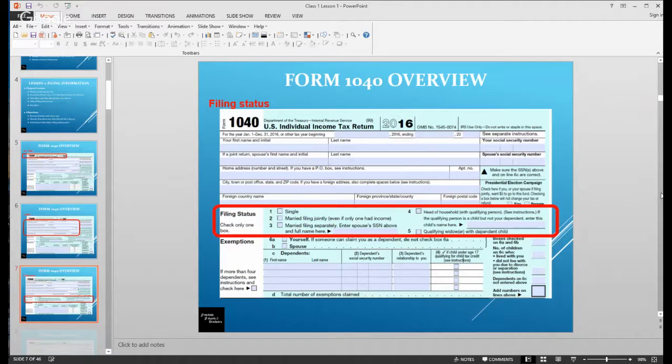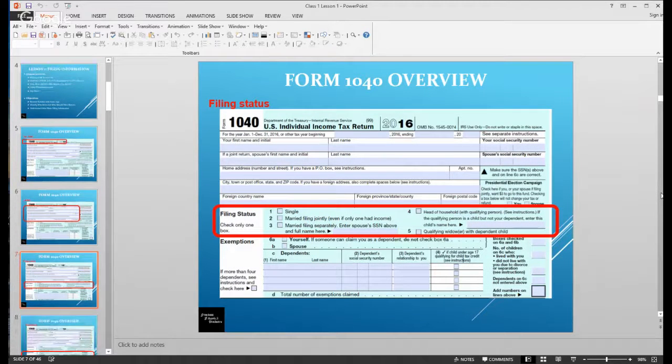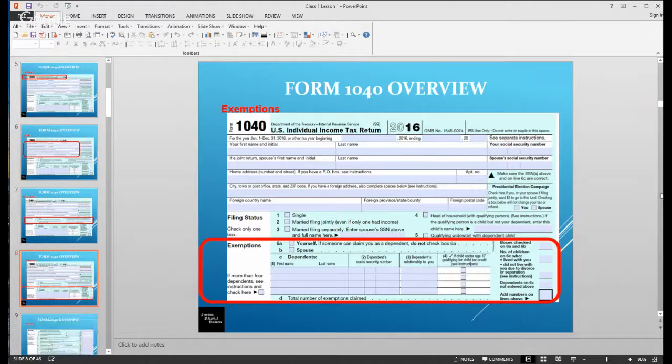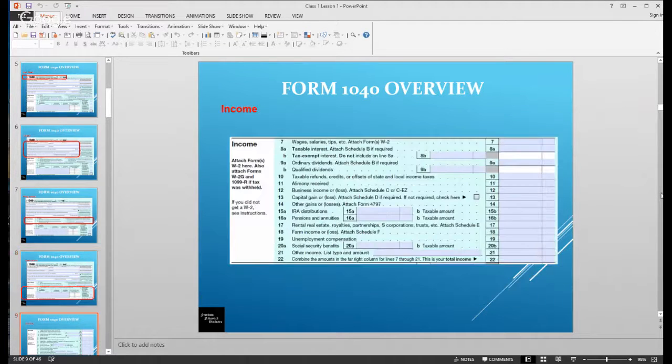The next section is the filing status. The filing status is where you indicate whether you're filing as single, married filing jointly, married filing separately, head of household, or a qualifying widower. The next section is for your exemptions. This is where you would list your dependents, indicate the type of dependent that they are, and if additional exemptions are required, you can attach an additional sheet.